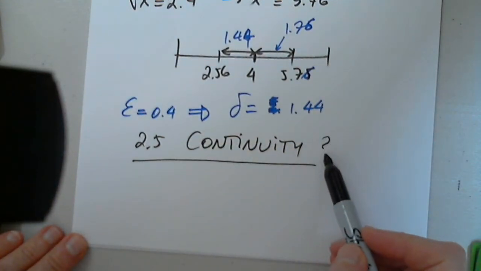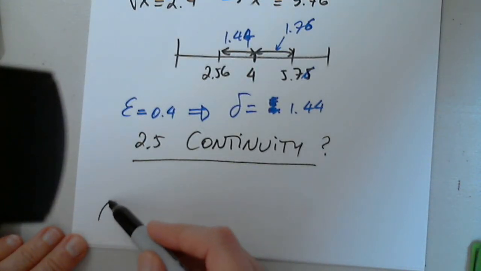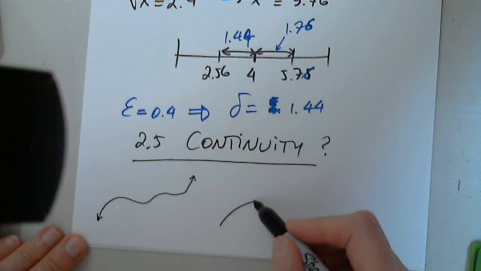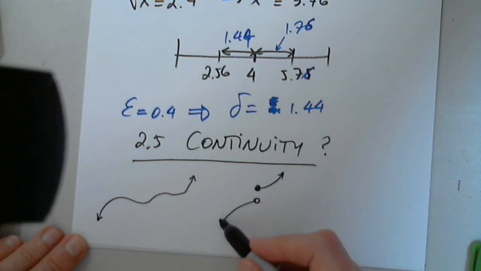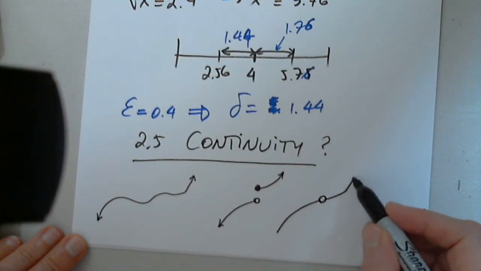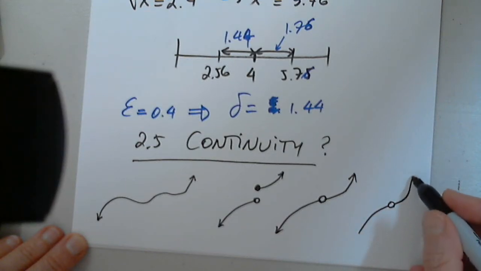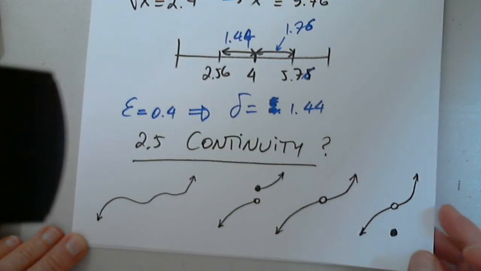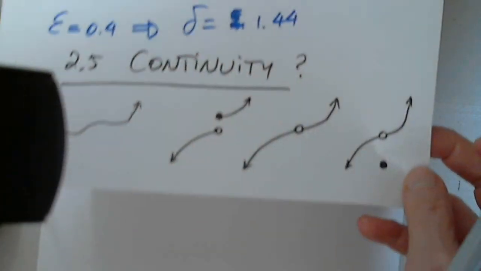Okay, so what do we mean by continuity? So here are a few examples. Here's another example. Here's another example. Here's another one. And one more.